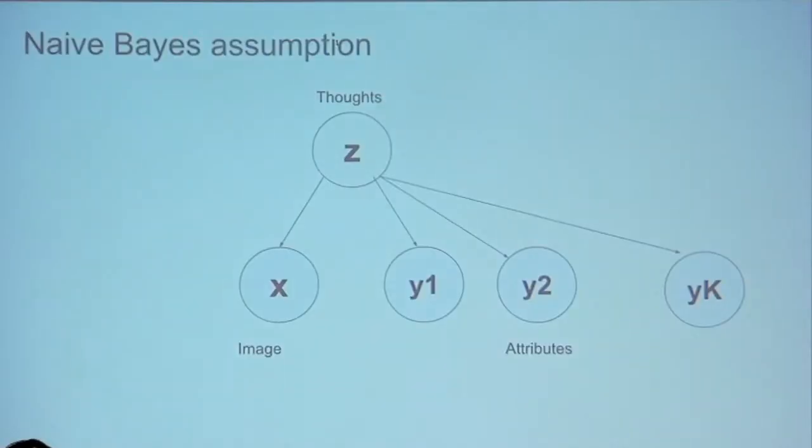But it is a good point. So attribute vectors are obviously really impoverished. We'd like to have natural language sentences. And that's future work. Any other questions or comments?